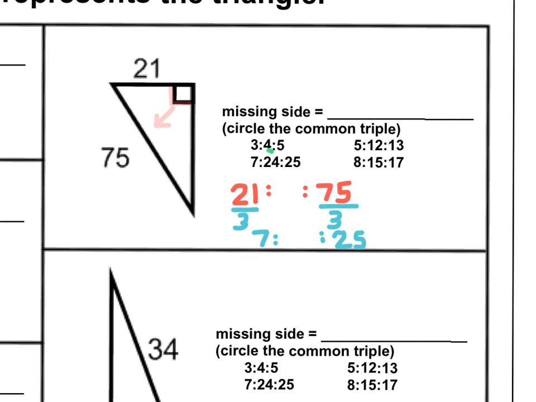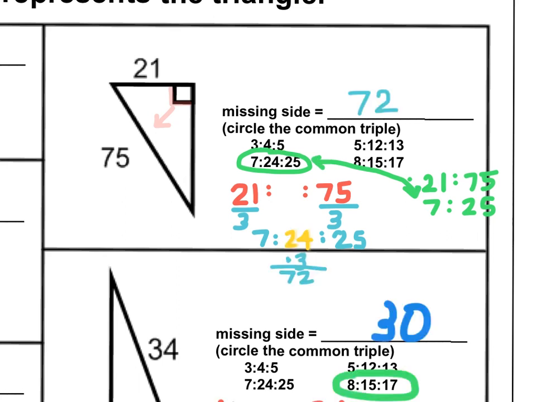The common triple is 7, 24, 25. Now let's say that you didn't do it that way. You did something like 21 and then 75, and then you simplified by 3. Then you'd end up with 7, 25. Would you still be able to tell that this and this are the same thing because A and B are interchangeable? Please be sure to check your answers before moving on.